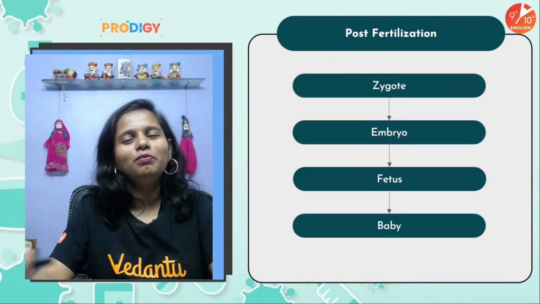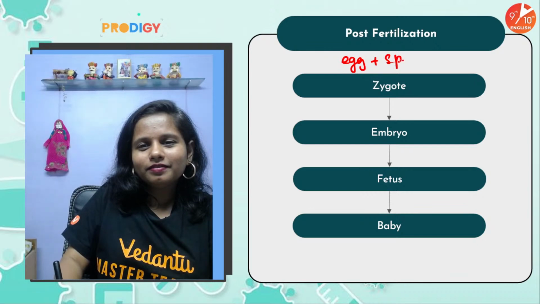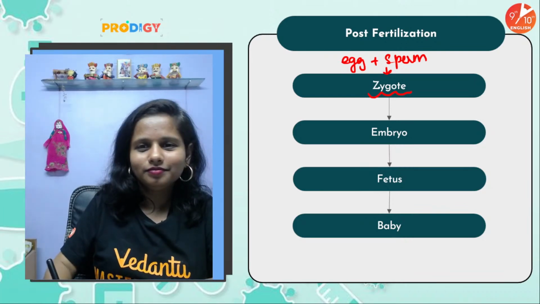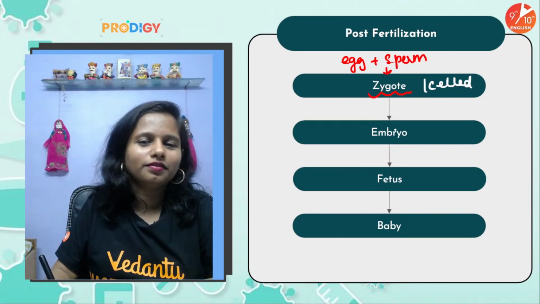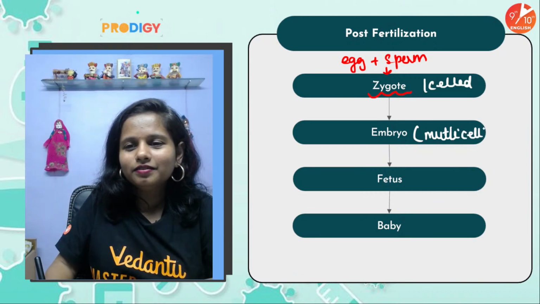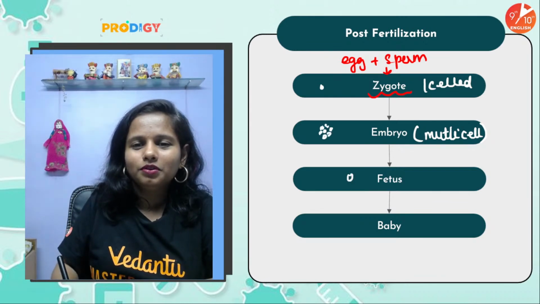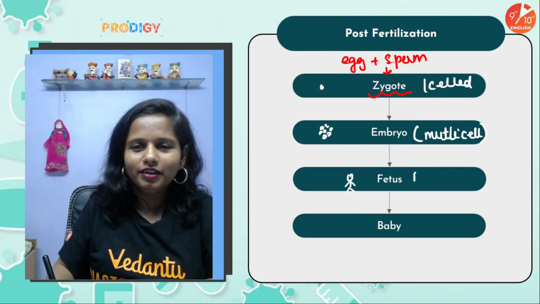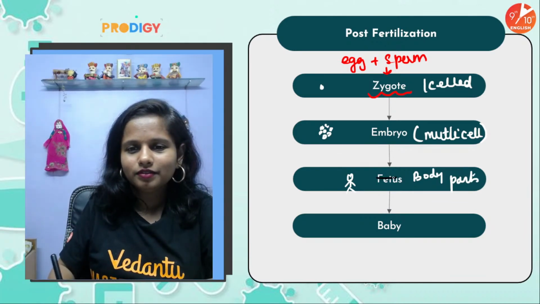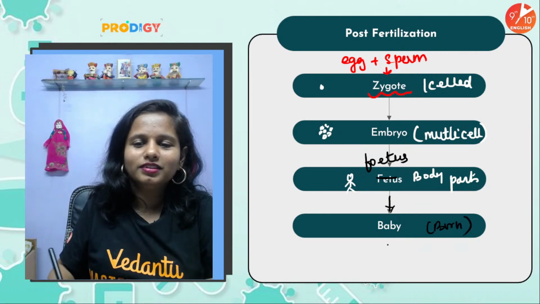Now, post fertilization, what happens? The fusion of sperm with the egg leads to the formation of a one-cell structure, the zygote. It divides and redivides to form a multi-celled structure, which we call an embryo. When it develops body parts, it's called a fetus. And finally when it is born, it's the baby.